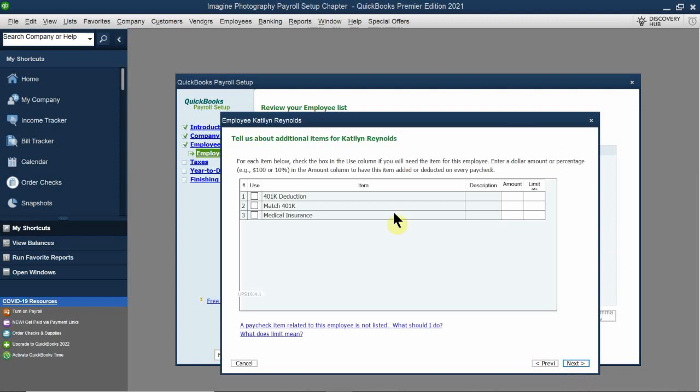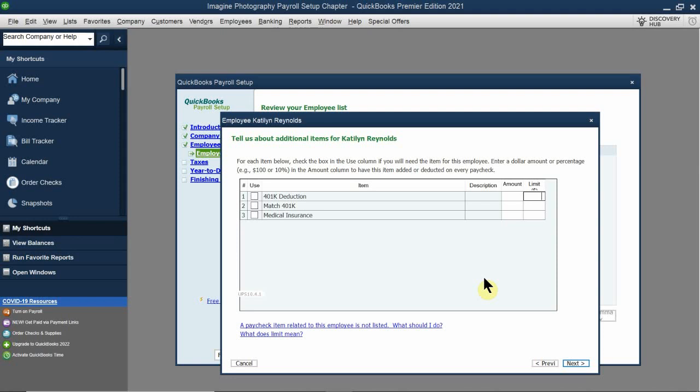So now it's going to tell me what the benefits are and what is going to be taken away from her paycheck. In this case, the first thing we have here is the 401k deduction. How much can she be deducted from this? What's the amount? For the 401k deduction, it's going to be 0, but the limit is going to be $16,000.